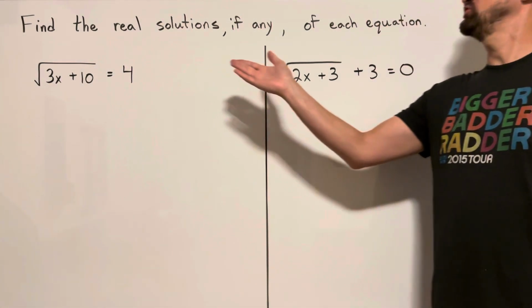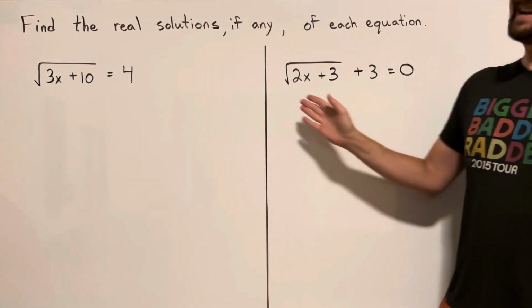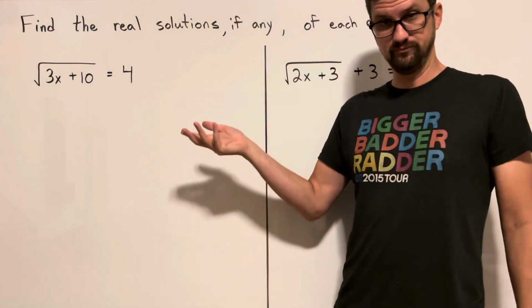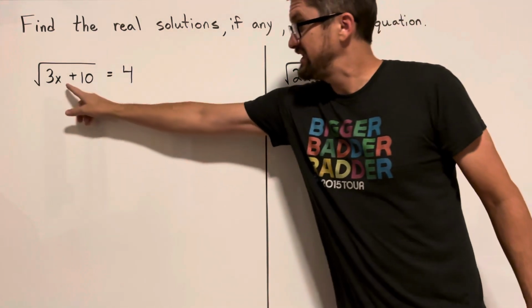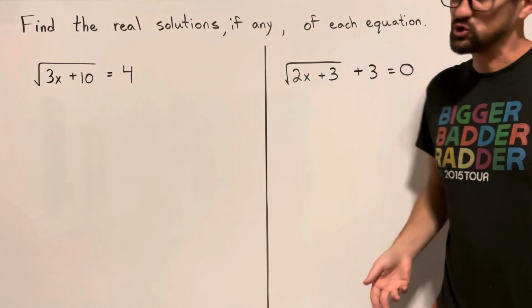Find the real solutions, if any, of each equation here. Now these are radical equations. They both involve square roots. And we want to figure out the value that, when I plug it into x, makes the equation true.